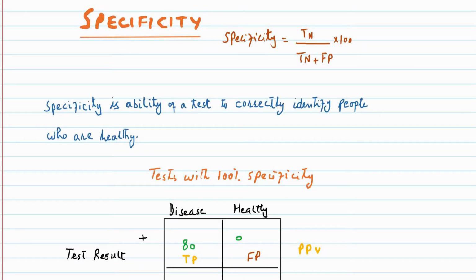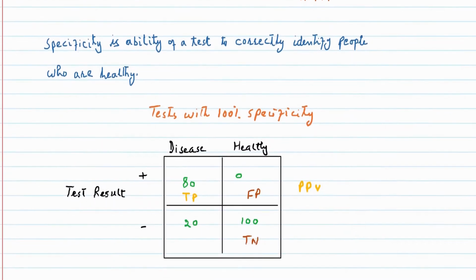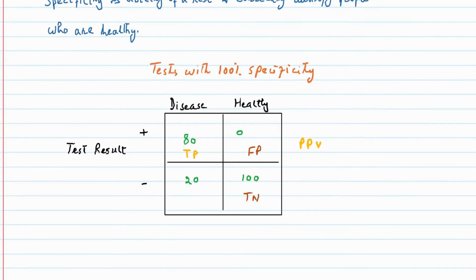As we know, specificity of a test is the ability of a test to correctly identify people who are healthy. If a test correctly identifies all the people who are healthy, then the specificity of the test will be 100%. In that case, all the healthy people will have negative test results. However, if the result of such a test is positive, this means the person is not healthy and he has disease and actually belongs to the disease group.